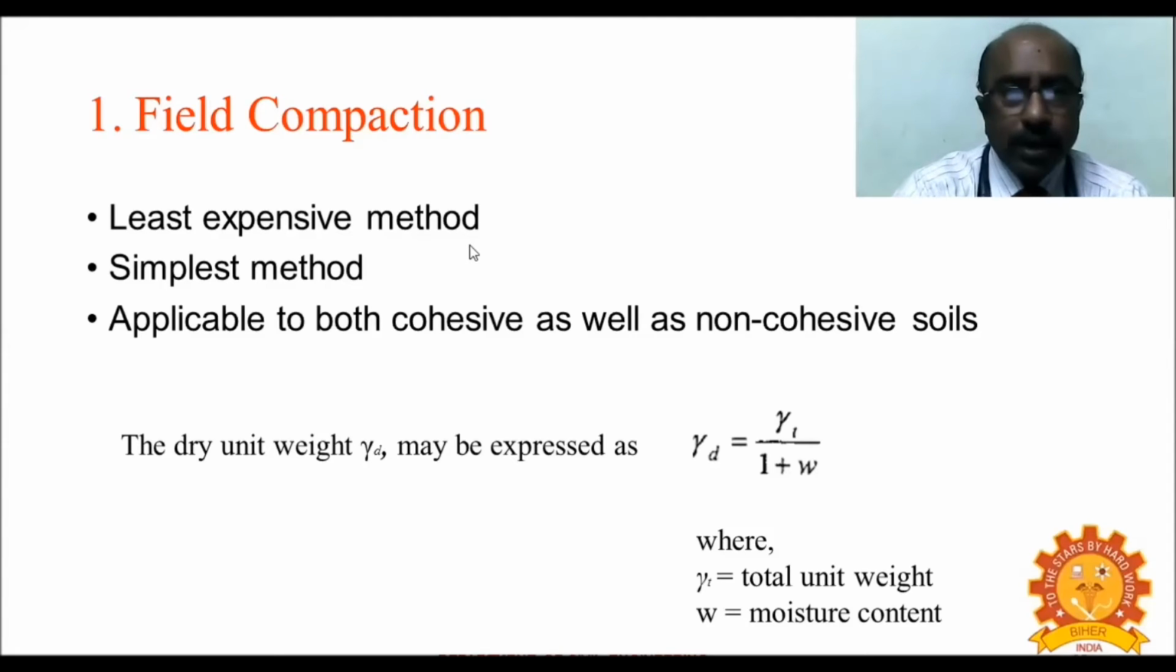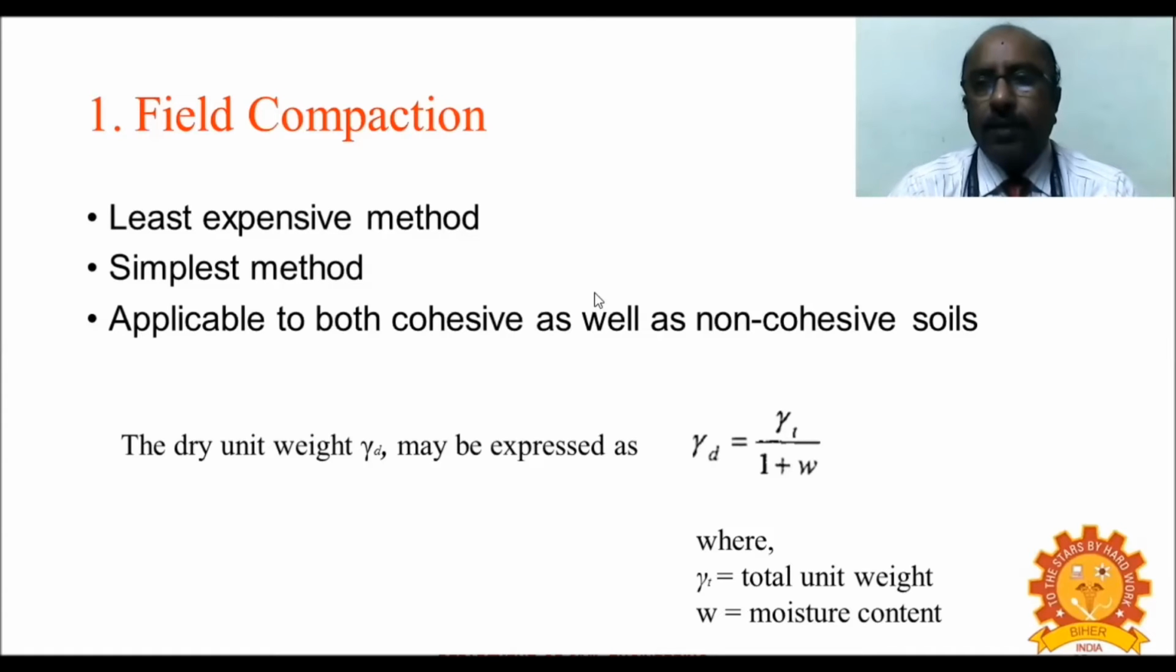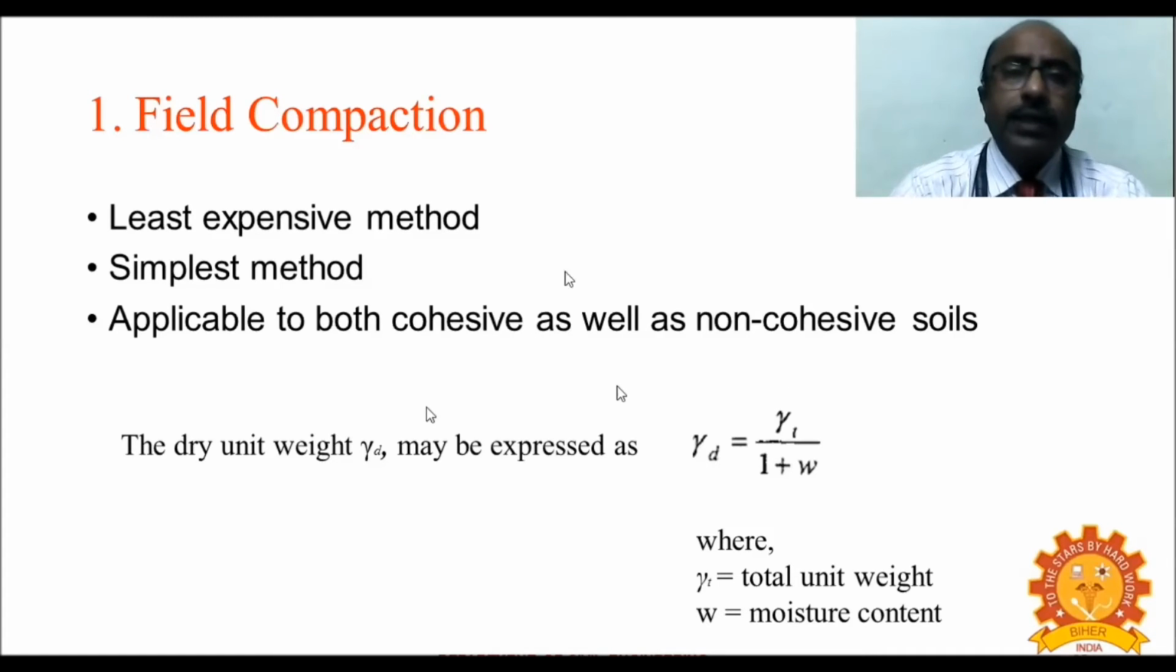You only require a smooth field roller and a driver, and you can sprinkle some water while rolling, thereby simply by applying the rolling, that is by applying the weight, the compaction is achieved, and the bearing capacity is increased. Also, this method is very useful for both cohesive soil as well as non-cohesive soil, that is clay as well as sand.